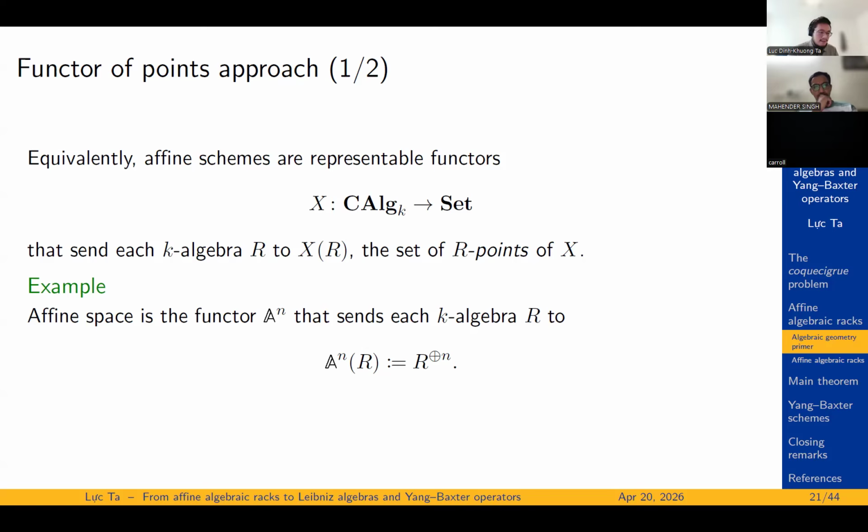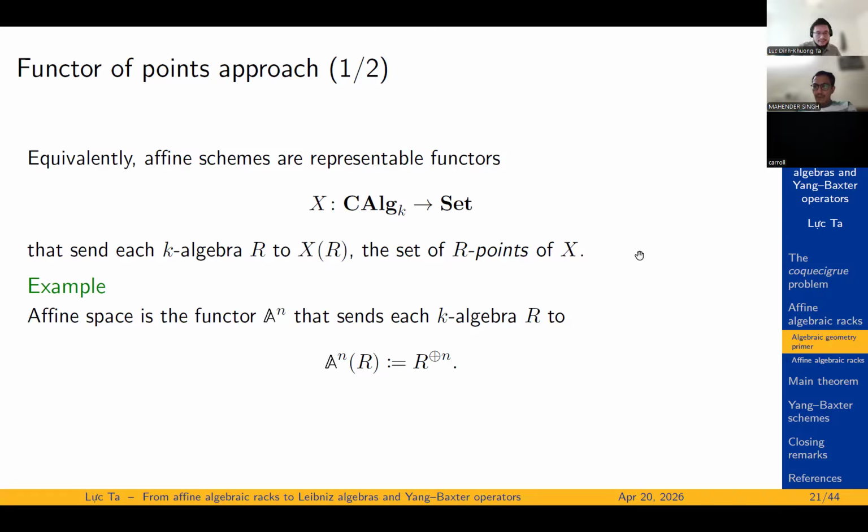Okay, so later on, Grothendieck noted that by the Yoneda lemma from category theory, an affine scheme is the same thing as a representable functor from algebras to sets. Namely, if you have an affine scheme X, then you can look at its R-points for each k-algebra R. This is a set with coordinates, and that allows you to talk about an affine scheme using coordinates. As an example, affine space, as we saw earlier, if you think about that as a functor, it just sends R to R^n.